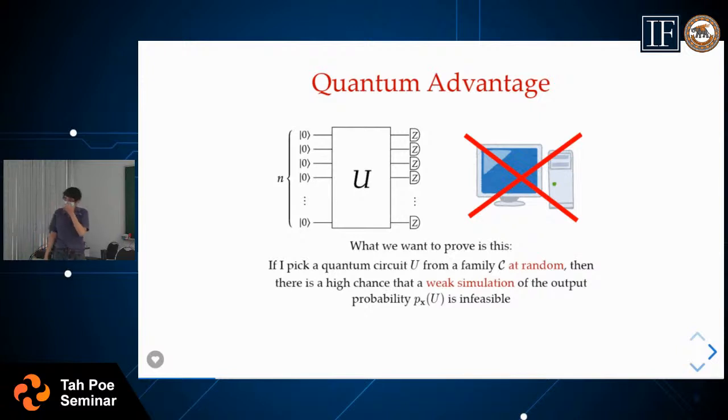Okay, this is what I said before, but to be more precise, what we want to prove is that there's a family of quantum circuits, and if I pick this U at random, actually random, if you know what that means, then there's a high chance that there is no classical computer that can really simulate the outcome of this circuit.